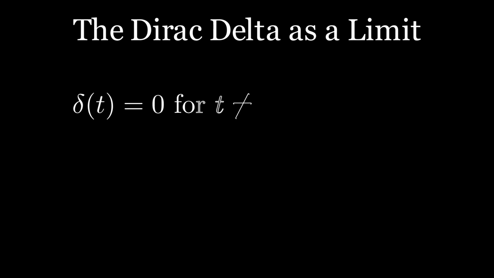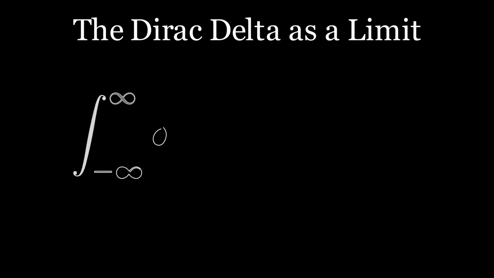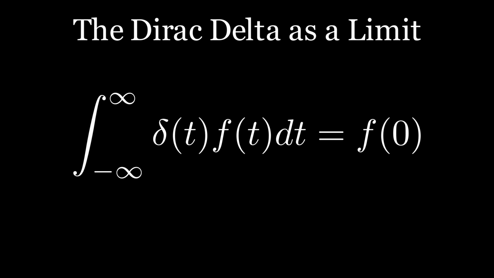Second, the integral of delta times any continuous function f gives the value of f at 0. From these properties, it follows that the integral of delta over all t is 1. Convolving any signal f with the Dirac delta returns the original signal. This is because the delta function samples the signal at a single point.